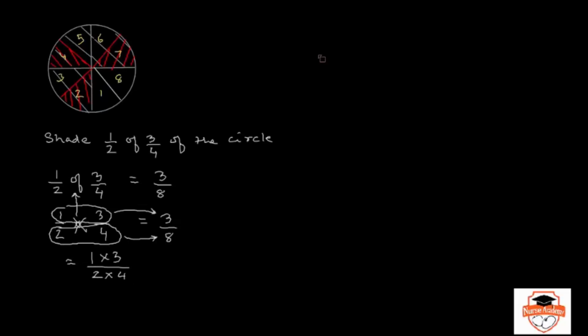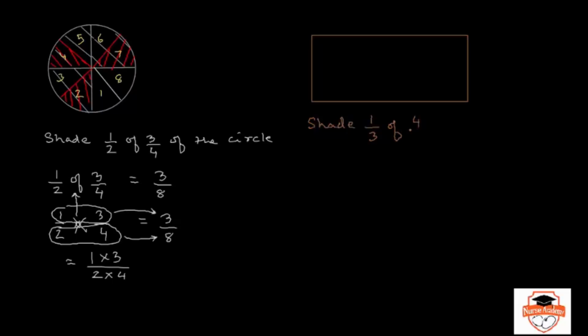Let's take another example. Imagine we have a rectangle now, and we want to shade, let's say 1/3 of 4/5 of the rectangle. Once again, our first job is to nail this down. Get the 4/5 right, because then we are going to pick 1/3 of that.